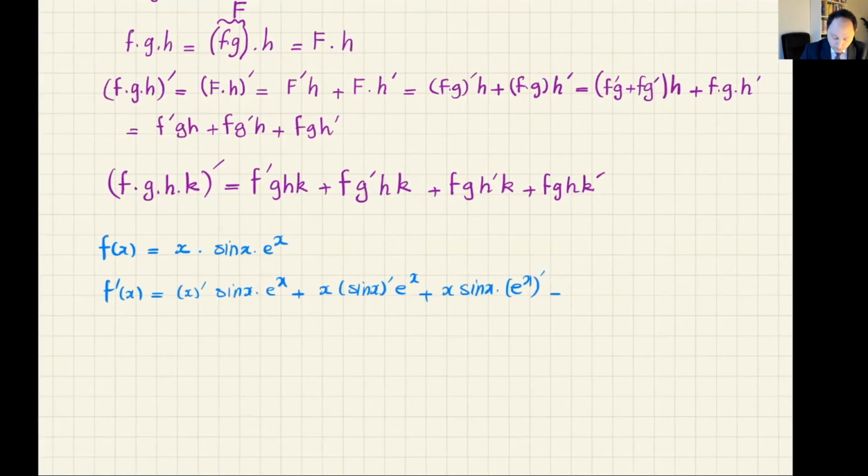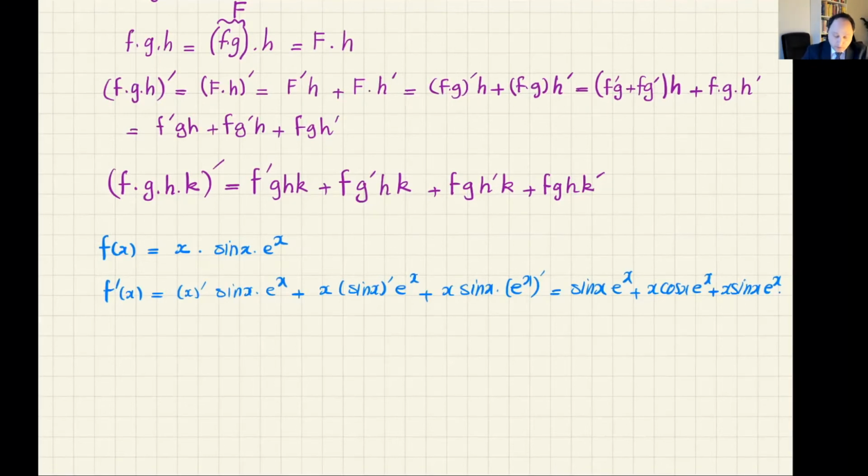But then this is simple. The derivative of x is just simply 1. The derivative of sine is cosine. The derivative of e to power x is equal to itself. And that is the derivative of this function. Any questions? Good.